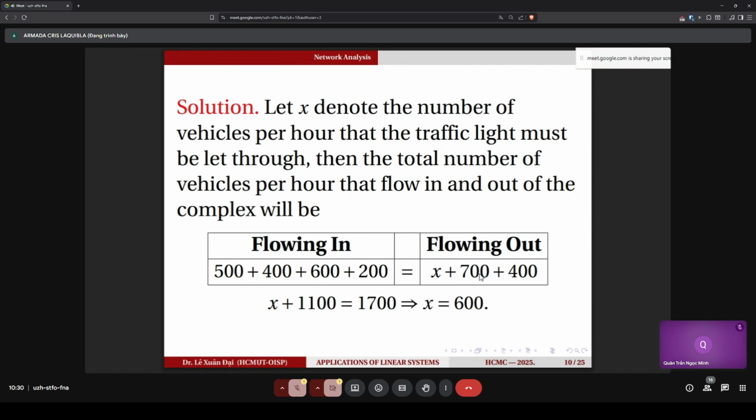This is x plus 1,100, and then the total here at the other side is 1,700. Transfer the 1,100 to the other side, it becomes 1,700 minus 1,100. So your x there should be 600. So we have now x is equal to 600.